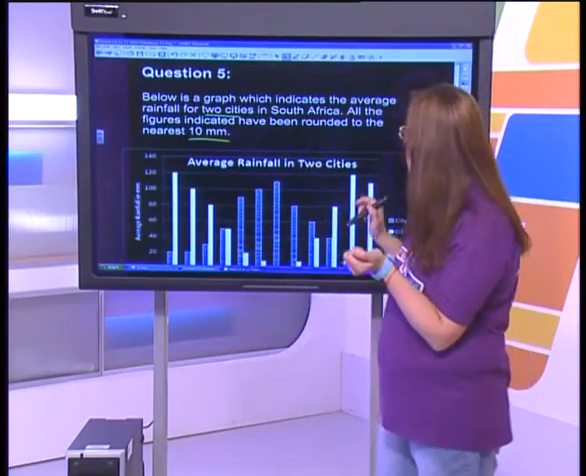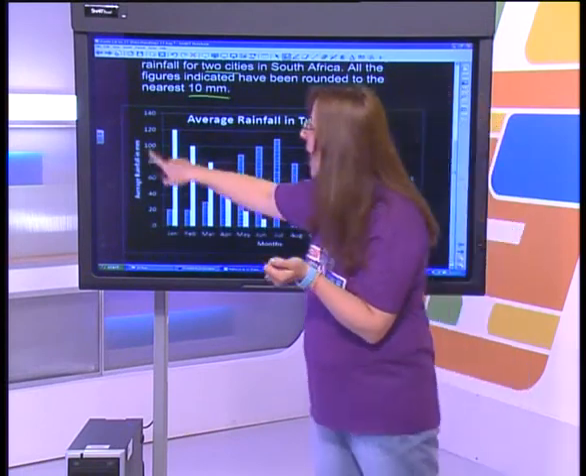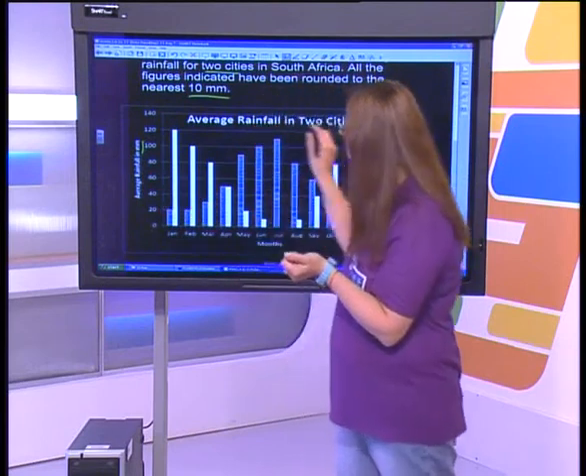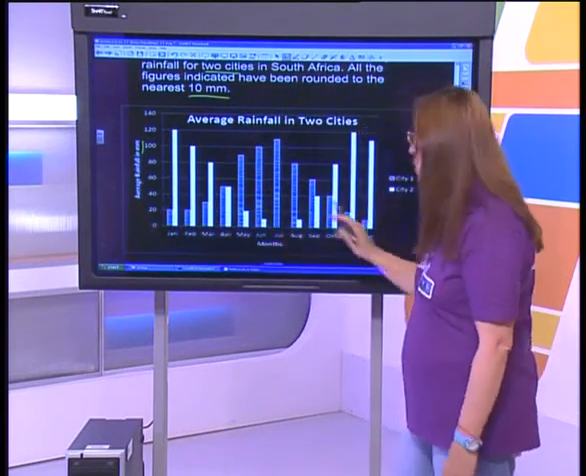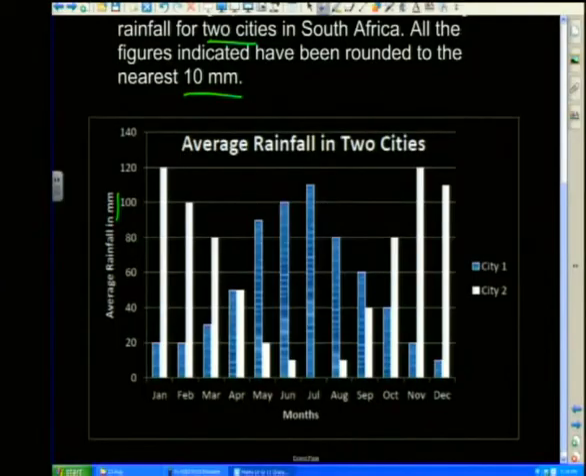Very easy numbers because they've been rounded to the nearest 10. So we've got our average rainfall, and we've got City 1 and City 2, our average rainfall in millimeters, and the months of the year from January through to December. What do we notice? City 1 has very little rain in January, whereas City 2 has a lot of rain. And City 1 is constantly increasing to about July and then decreasing again through to December.